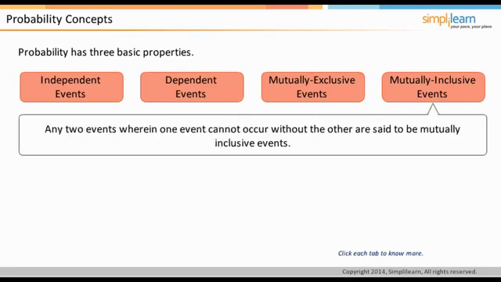Any 2 events wherein one event cannot occur without the other are said to be mutually inclusive events.